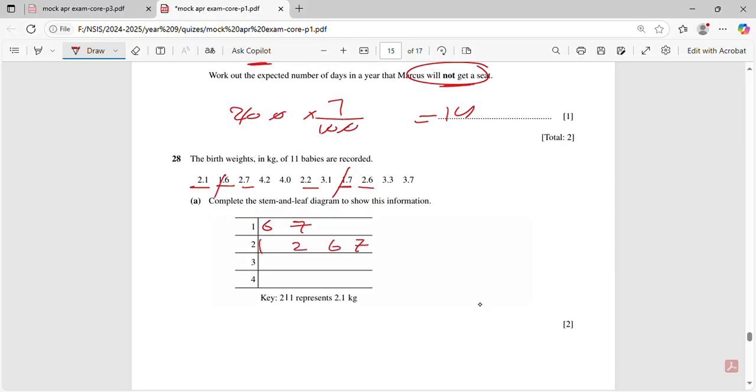As I told you before, you have to be in the row. You have to be in order, so you cannot get confused. Now for 3, I have 2, 3, which is 3.3, 3.7. It will be 3 and 7. The last one will be 4.2.